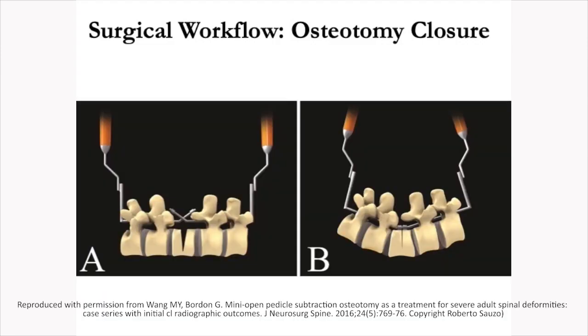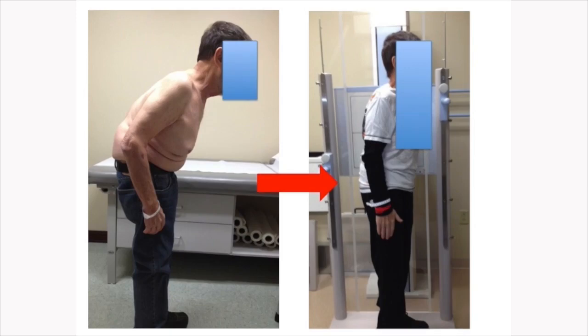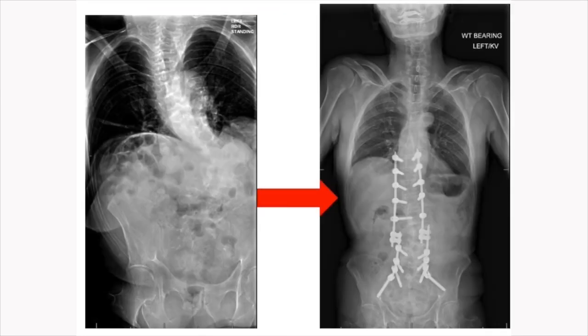The neural elements are directly visualized during and re-inspected following osteotomy closure to avoid undue buckling and ensure adequacy of decompression. Using the mini-open and 4-rod cantilever techniques, we have been able to achieve powerful realignments in both sagittal and coronal planes while adhering to MIS principles. The quad-rod construct may additionally reduce the incidence of rod fracture.